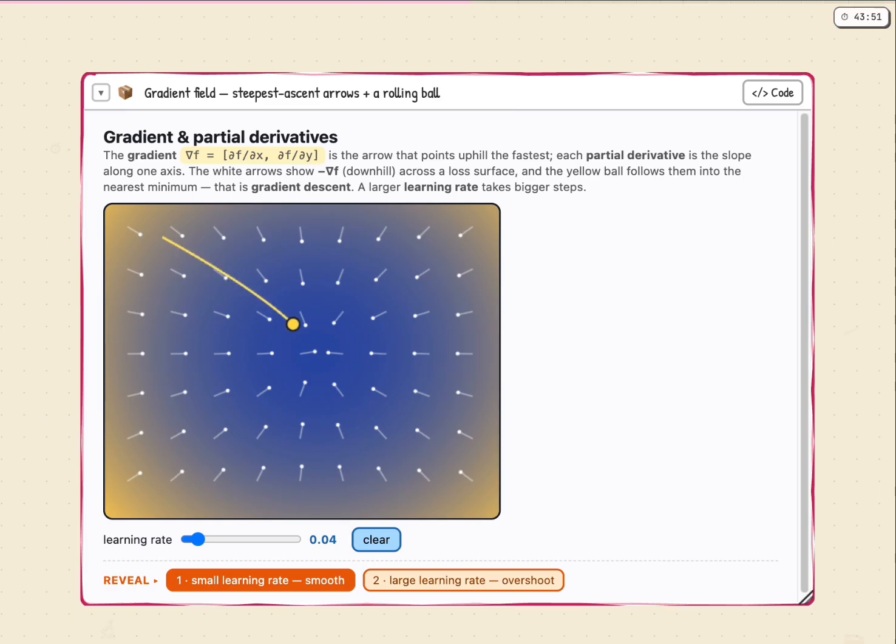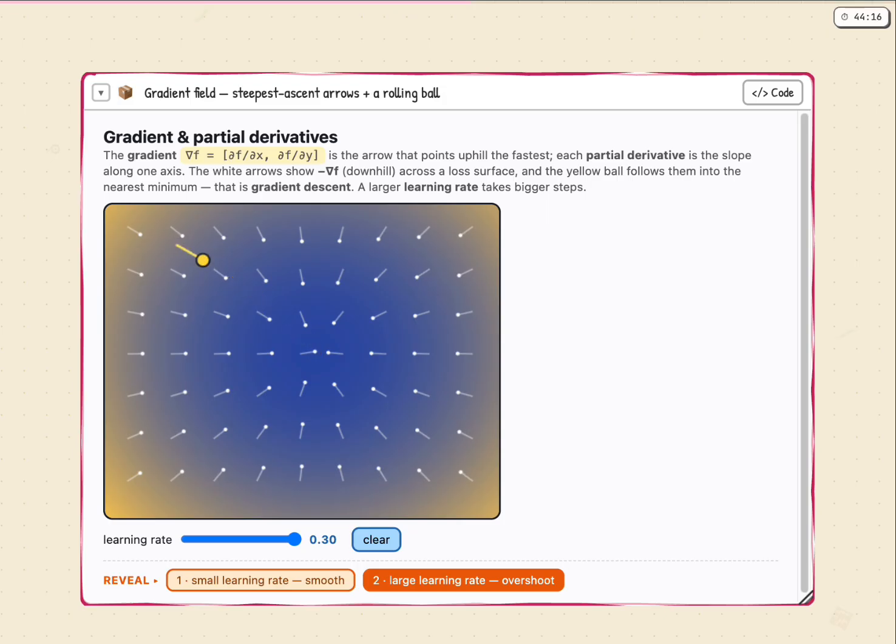Now watch the learning rate, the size of each step. With a small learning rate, the ball creeps down carefully and reliably. But watch when I crank it up. The ball takes huge steps, overshoots the bottom, and bounces back and forth, maybe even flying off entirely. Too small and training crawls, too large and it diverges. Finding that balance is one of the most important knobs in all of deep learning, and we'll come back to it.